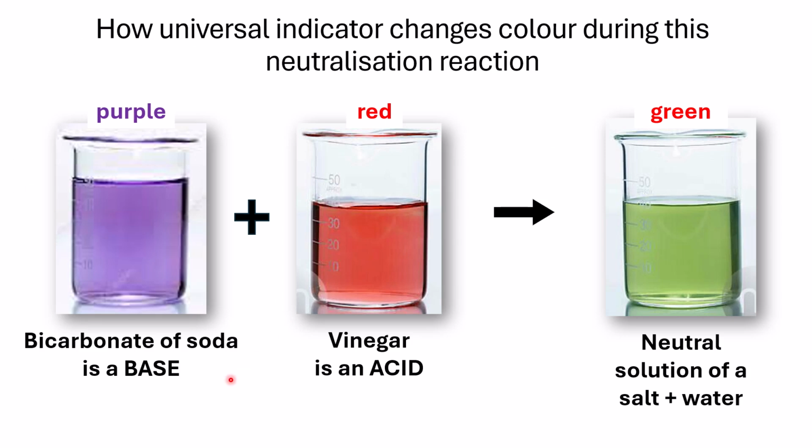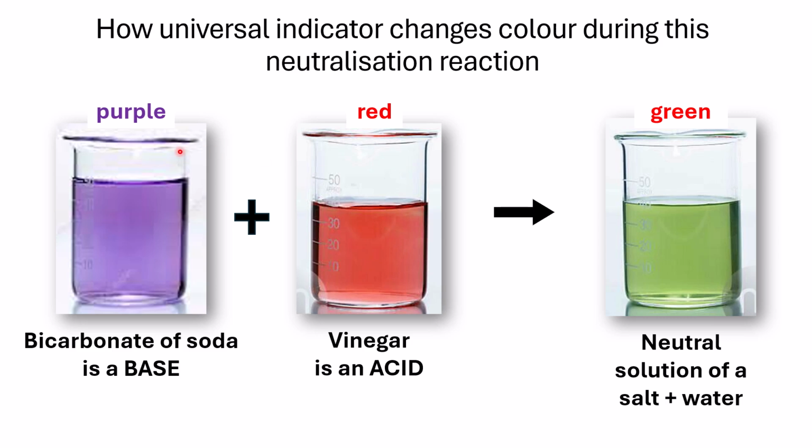Now, to show you the color changes for this reaction, if you put bicarbonate of soda in water and you add a little bit of universal indicator to it, the color of the solution will turn purple. If you add vinegar to some water and you add universal indicator to the solution, then the vinegar will turn red.